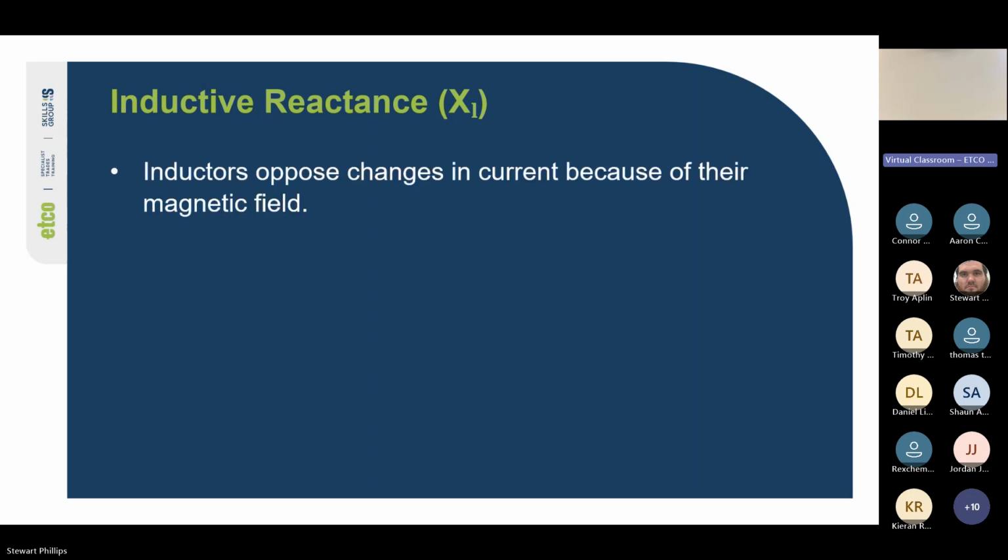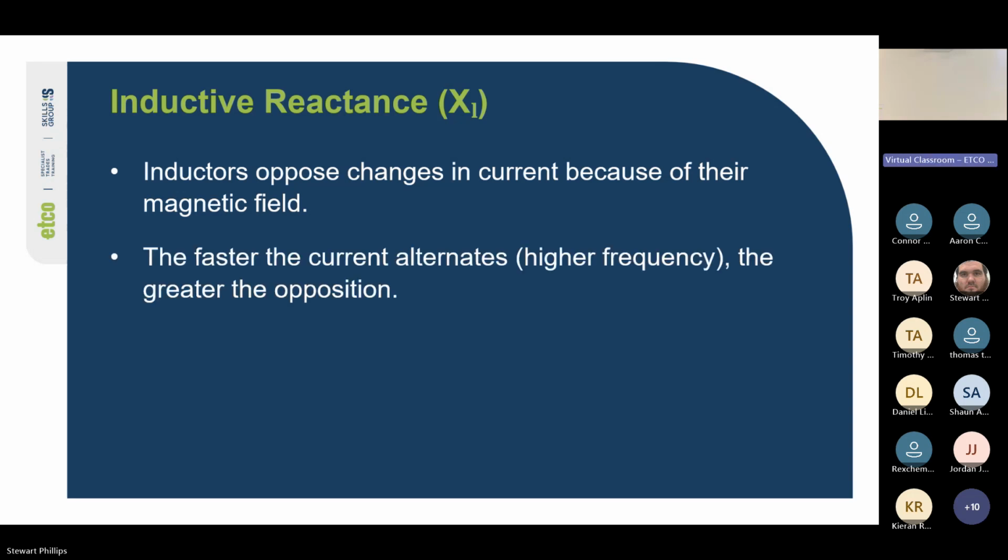So our inductors oppose changes in current because of their magnetic field. So the faster the current alternates or the higher the frequency, the greater the opposition. This is expressed as inductive reactance. So it opposes the change. So the faster we change the current or the higher the frequency, the greater the opposition. So it's expressed in the following formula.